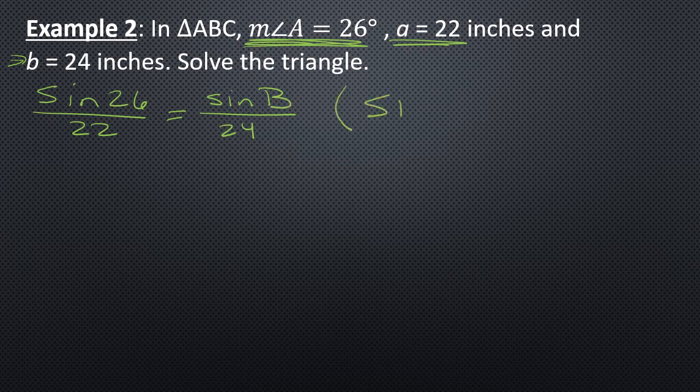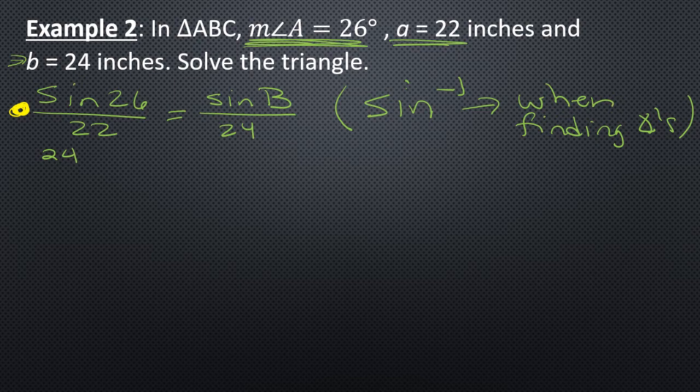This is when you are going to use sine inverse. You're going to have to use sine inverse when you're finding angles. So same thing, this is not a calculator-ready step, this is a required problem setup. If you do the rest of this in the calculator, I'm fine with that. This time I'm going to show my work. So 24 sine 26 equals 22 sine of B.